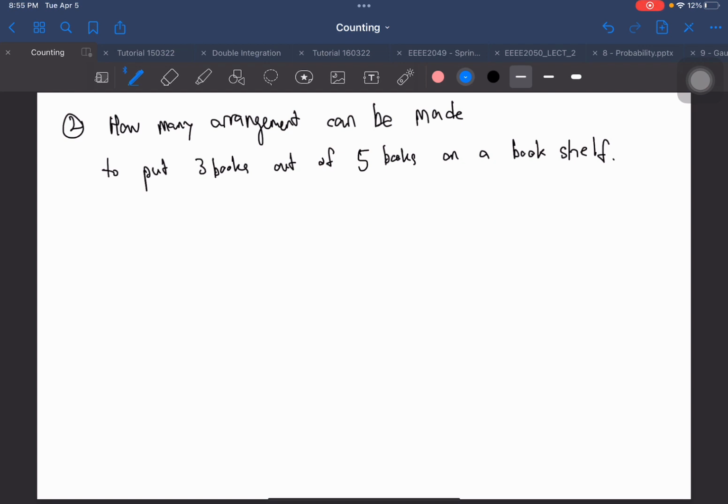How many arrangements can be made to put 3 books out of 5 books on the bookshelf? So first, we pick out the books, right? Then we put them on the bookshelf. So from here, we can see that the arrangement is important. And by using NPR, 5P3, and using the formula, you can find the number of ways.